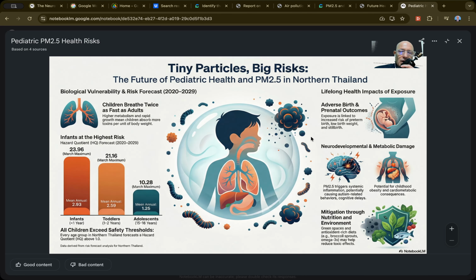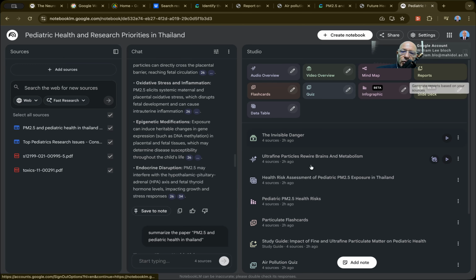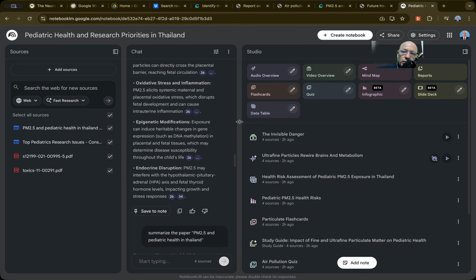I don't know how in the past you would create this. You would have to hire someone to do the artwork and to visualize this, but it really looks useful. It could be just converted into a pamphlet for patients. And I believe it could do this with Thai language. So maybe we could test that out.